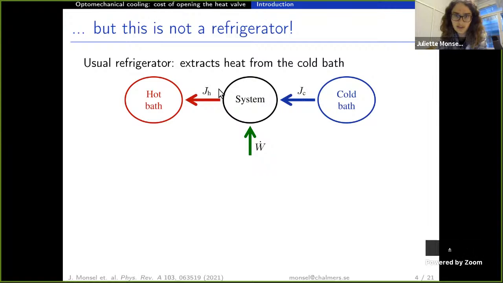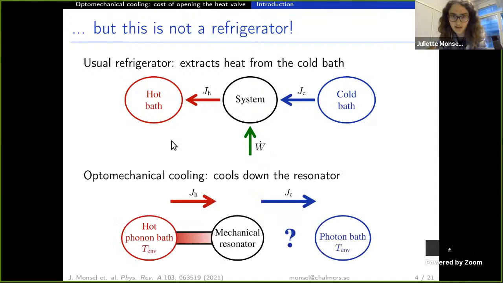Now for optomechanical cooling, my goal is quite different because I want to cool down the mechanical resonator, which is a small system, not the bath. And I have a hot bath, which is the mechanical environment at some given temperature. And the second bath is a bit more complicated because it's a photon bath, so it doesn't directly couple to the mechanics. Typically it's also part of the environment, like the lab temperature or the dilution fridge temperature, so it has the same temperature. So the question is, how can we use this photon bath to cool down the mechanical resonator?